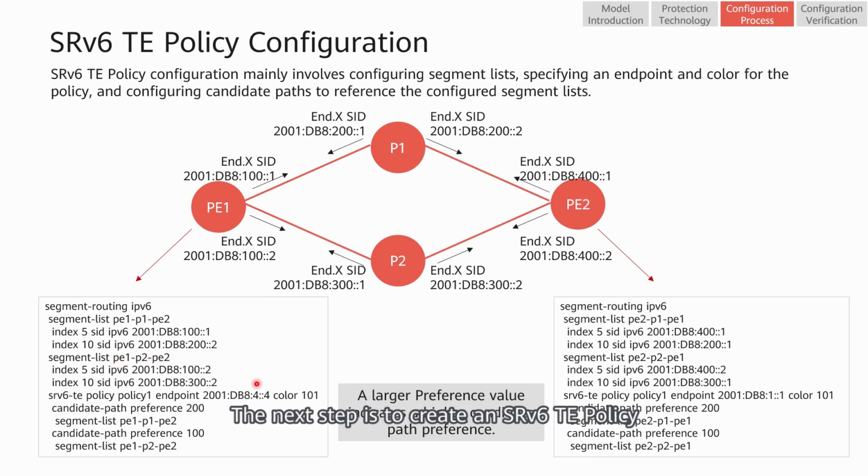The next step is to create an SRv6 TE policy in which the endpoint is a loopback interface address on P2, and the color value is 101. We also need to specify the primary and backup candidate paths in the SRv6 TE policy. In this case, the primary candidate path of P1 is P1 to P1 to P2, and the backup candidate path is P1 to P2 to P2. As such, we need to specify the corresponding segment list to be referenced by the candidate path. The configurations on P2 are similar to those on P1.